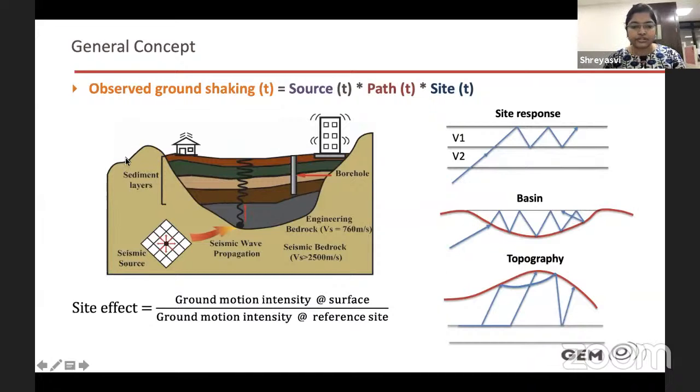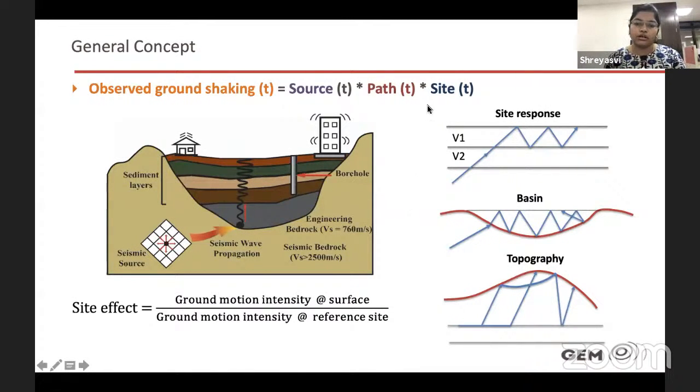And another case is if it is a topography, like you can see here, if you have an outcrop, or it could be just a hilly terrain or topography. Then again, we see an increased amplification. So it always depends upon the geometrical shape or geometrical conditions of your site as well.